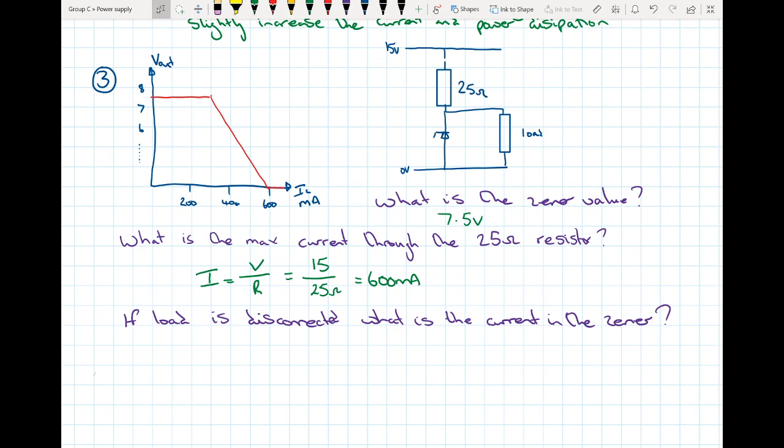Okay, so now if the load is disconnected, what is the current through the Zener diode? Well, we're still going to have 7.5 volts across it. Because I've got a 15 volt supply, we can use our resistor. Current is equal to voltage divided by resistance. The voltage across our resistor is going to be 15 minus the 7.5, so exactly half anyway, divided by 25 ohms equals 300 milliamps. Can we see that anywhere on the graph, do you think?